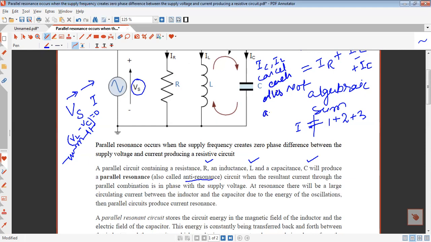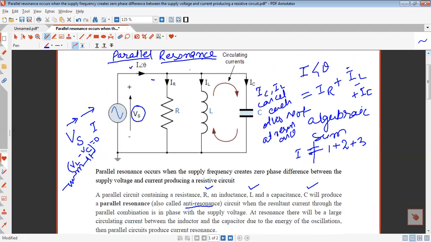During resonance, the currents will cancel. So whatever the current, it will come in phase with the voltage across the resistance, and this angle theta here will become zero during resonance. Theta will be zero at resonance. It means resonance is a condition at a particular frequency where the values of current in both the inductor and capacitor are equal and opposite.